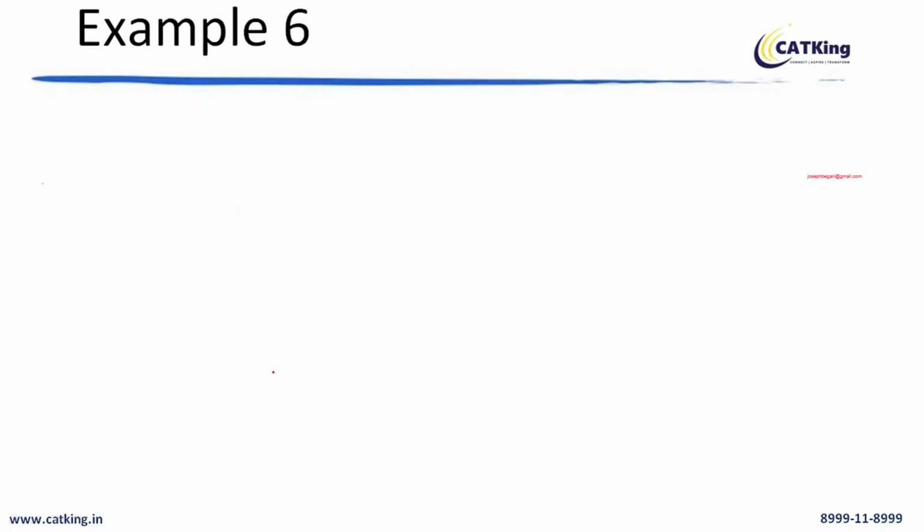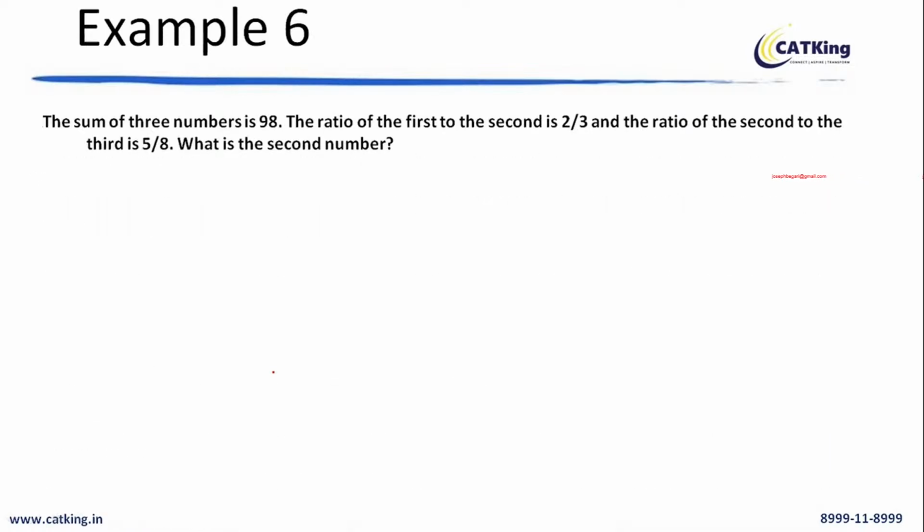Alright, let's move on. Sixth example. The sum of three numbers is 98. The ratio of the first to the second is 2 by 3. And the ratio of the second to the third is 5 by 8. What is the second number? Alright, so this is A is to B given to you as 2 by 3 and B is to C given to you as 5 by 8. And we know A plus B plus C is equal to 98.